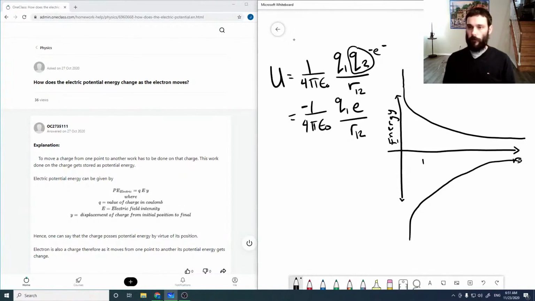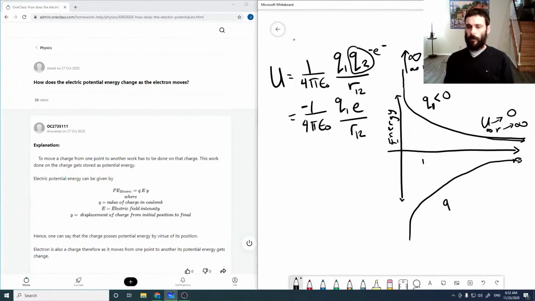And so if Q1 is less than 0, so it's negative, then we have a repulsive force that goes off to infinity as R approaches 0, because it takes more and more energy to force two equally charged particles closer and closer together. But then it goes off to 0 as R goes to infinity.